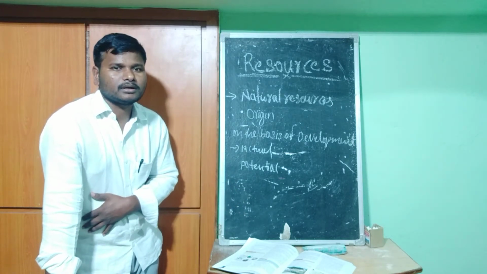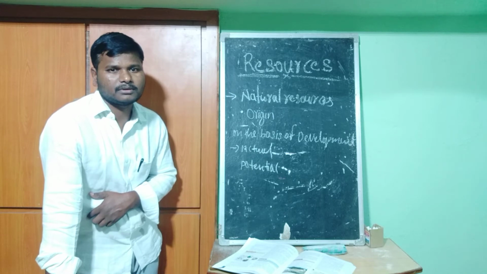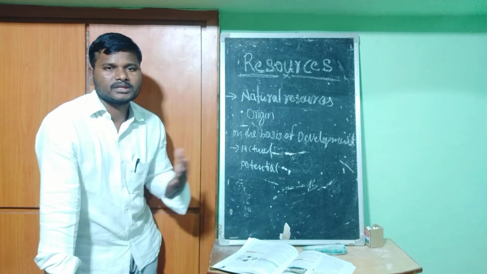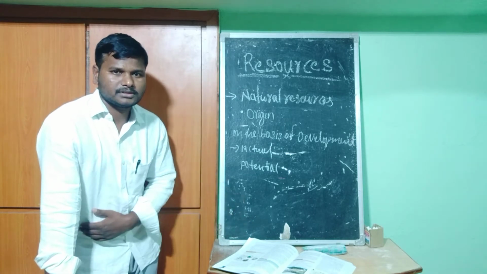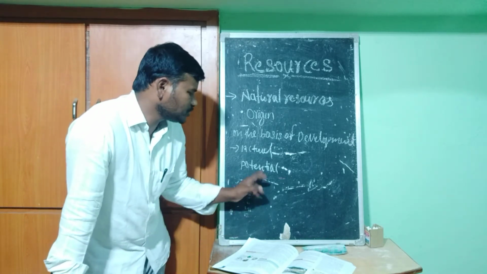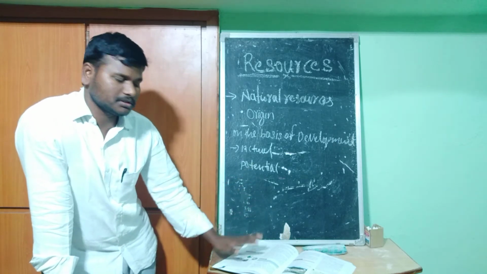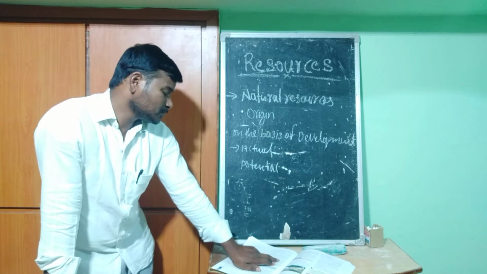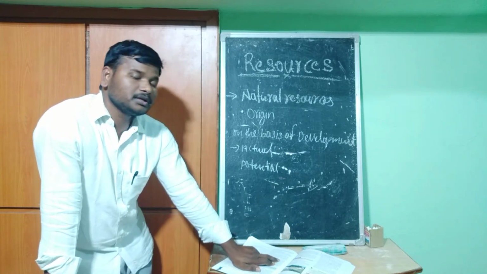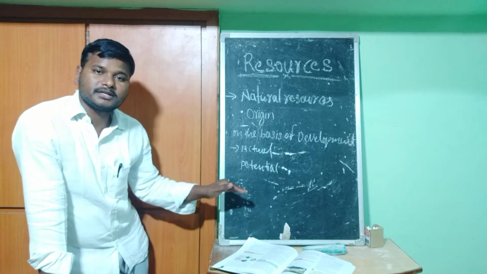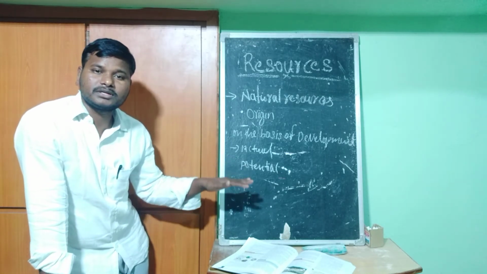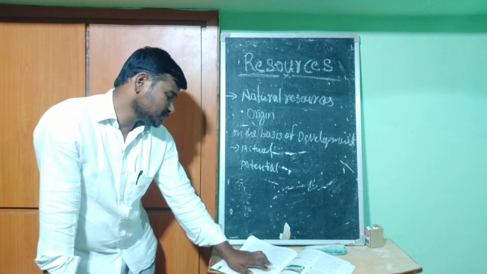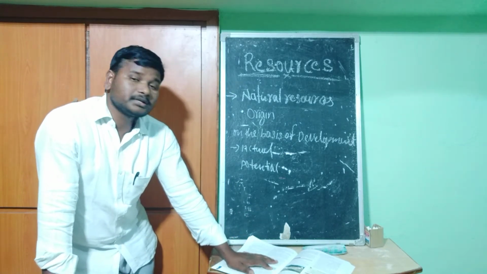And also through the Bhakra Nangal dam we are generating electric power. That also we can take as an example of actual or developed resources. Next, potential resources are those that exist but whose quantity and location are not fully known. They already exist, but their quantity and location are not fully known, and the resources are not being utilized completely.